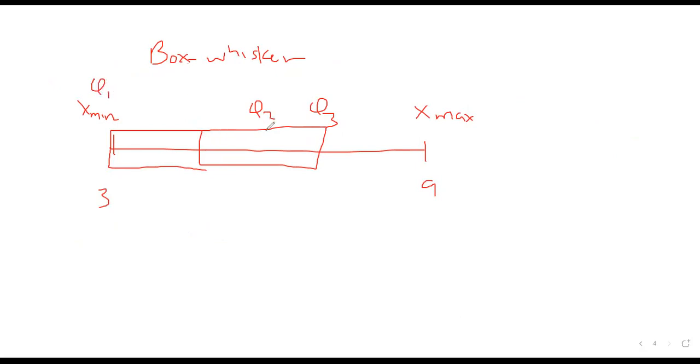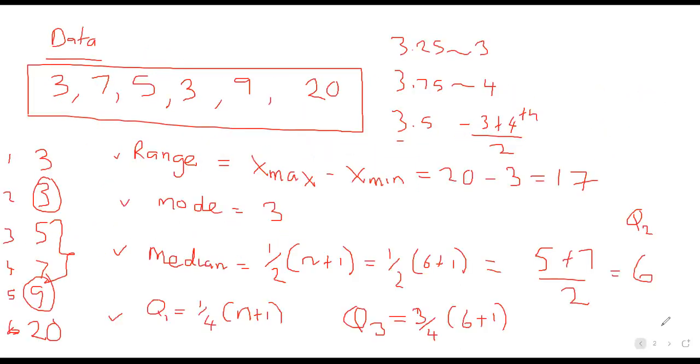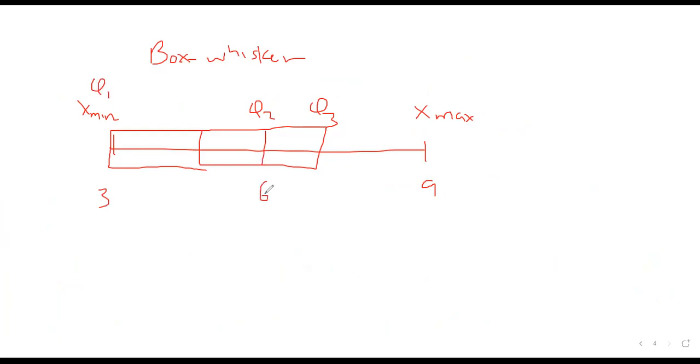Our Q2 was what? Our median, which was a Q2, we found 6. And our Q3, 9. So here we're going to put a 6. And our Q3, which is 9. Our X max was what? 20. The highest value of X was 20.